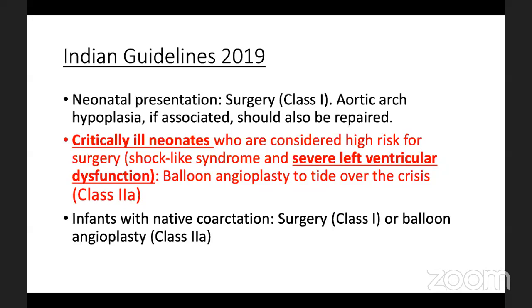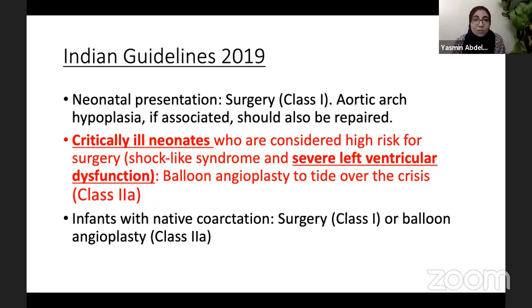So these are the two ends of the spectrum in aortic coarctation. So yeah, go on, please. As we mentioned before, the treatment of native aortic coarctation is surgical. It's a class 1 indication to do surgery for such patients.